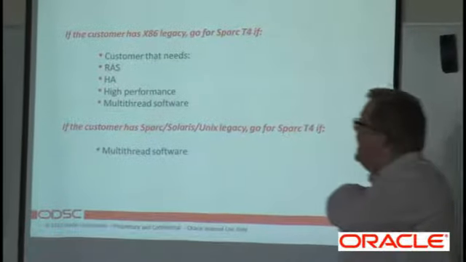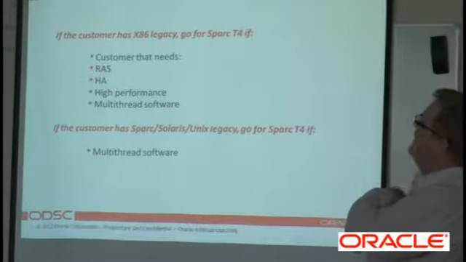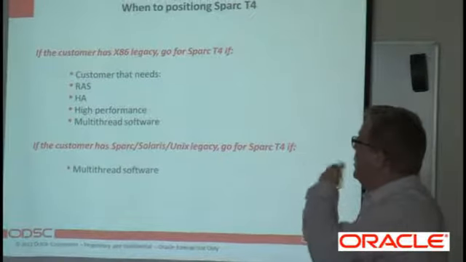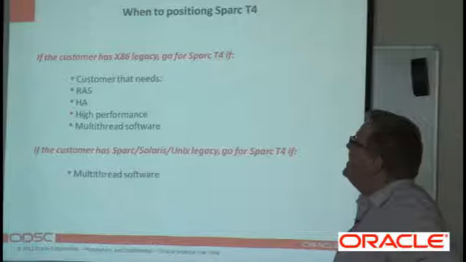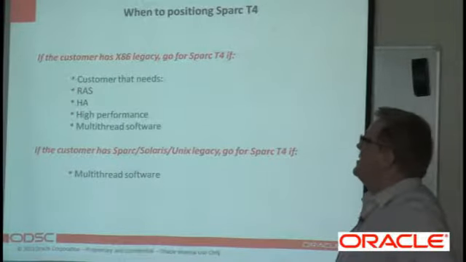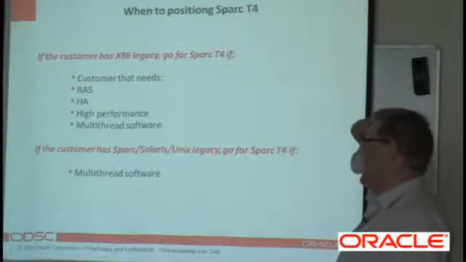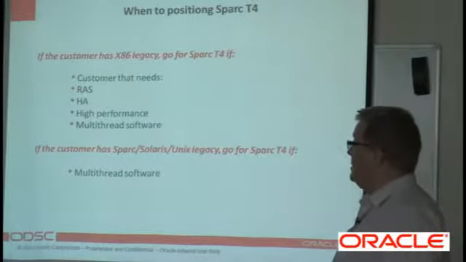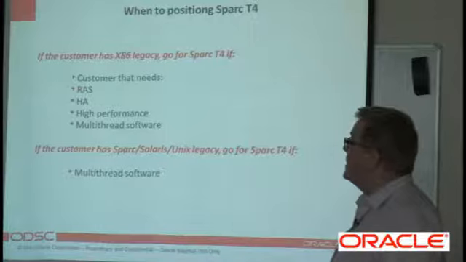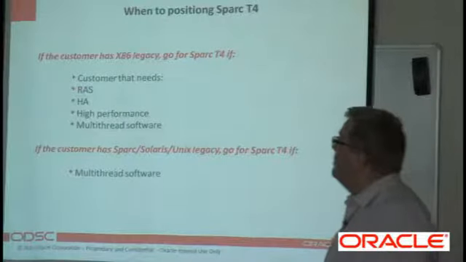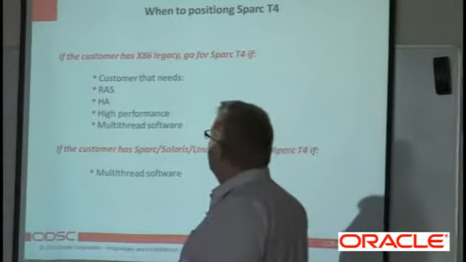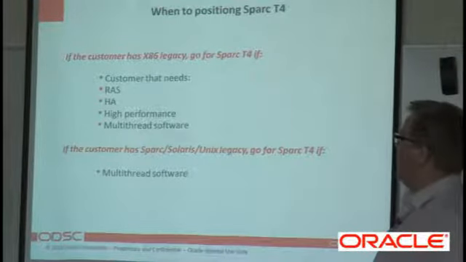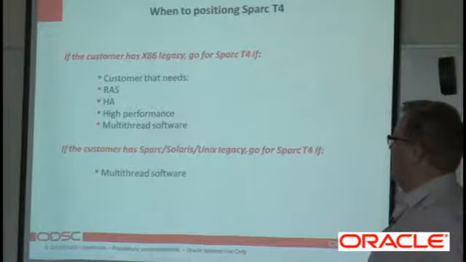What do we say if the customer is an x86 legacy? So we've got older x86 and we need a refresh. The customer needs RAS. The customer needs HA. A customer that needs high performance. A customer that needs multi-threaded software. If the customer is a SPARC Solaris Unix legacy, go for multi-threaded software.